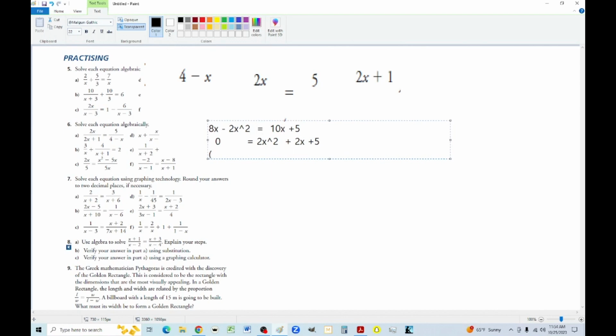So I'm looking for a number that multiplies out to 10 and adds up to 2. So it can't really work. Yeah. You can't really solve that in your head. 5 and 2 doesn't work. So you have to go to a quadratic equation where your a is 2, your b is 2, and your c is 5.